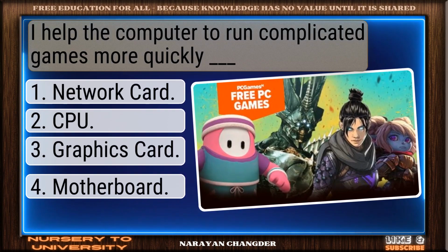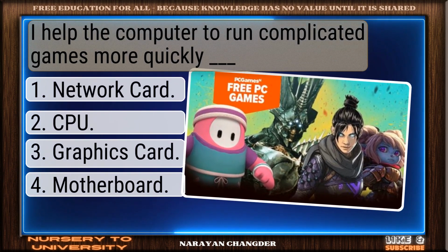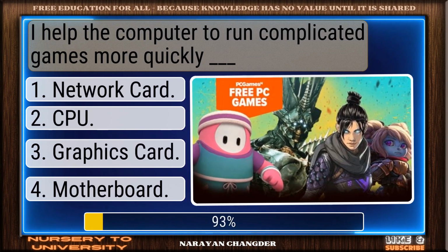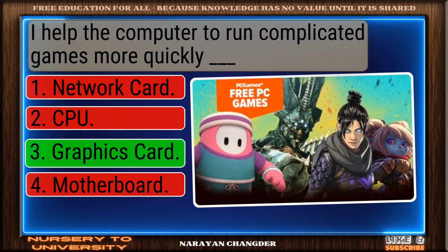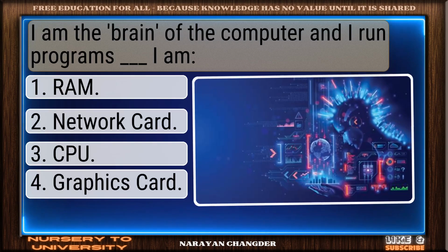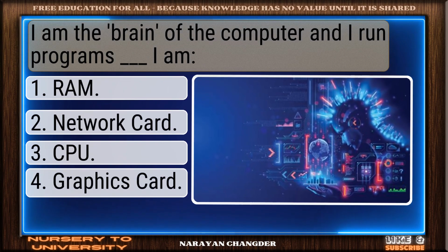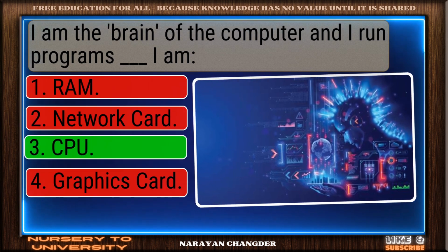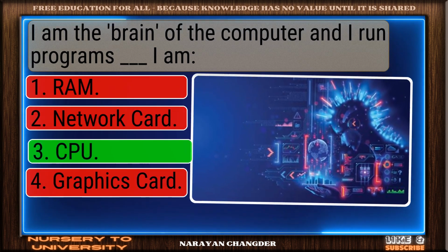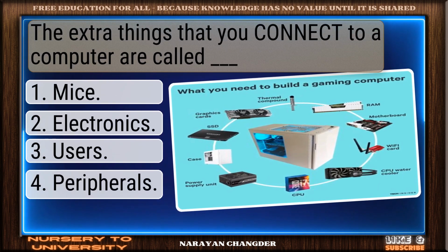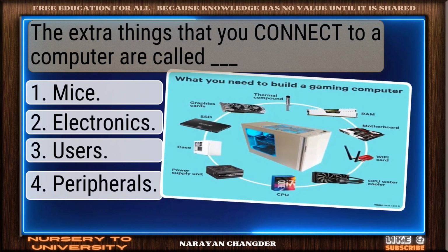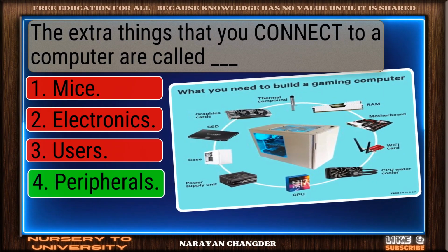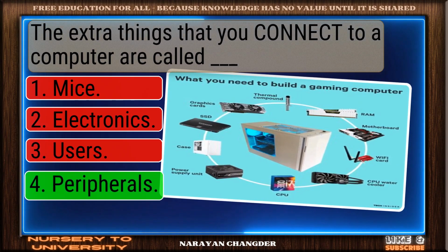I help the computer to run complicated games more quickly. Dash. Valid point. Graphics card is true. I am the brain of the computer and I run programs. Dash I am. Perfect. CPU is the correct choice. The extra things that you connect to a computer are called dash. Great thinking. Peripherals is the right choice.